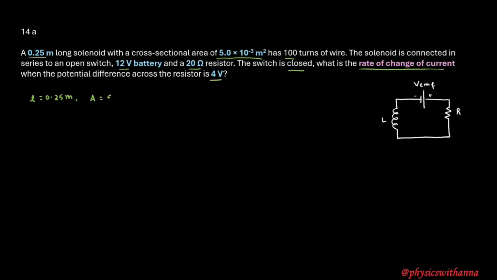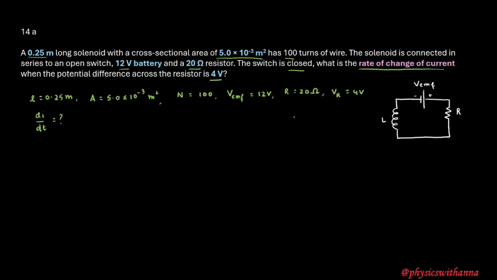area as 5 times 10 to the power negative 3 meters squared, number of turns capital N as 100, potential difference of the battery V_EMF is 12 volt, resistance R is 20 ohm, and potential drop across the resistor when the switch is closed is V_R, which is 4 volt. We need to find what is the rate of change of current, dI over dt.